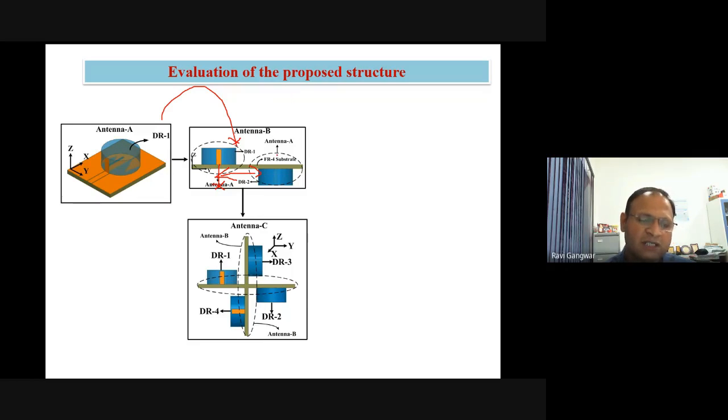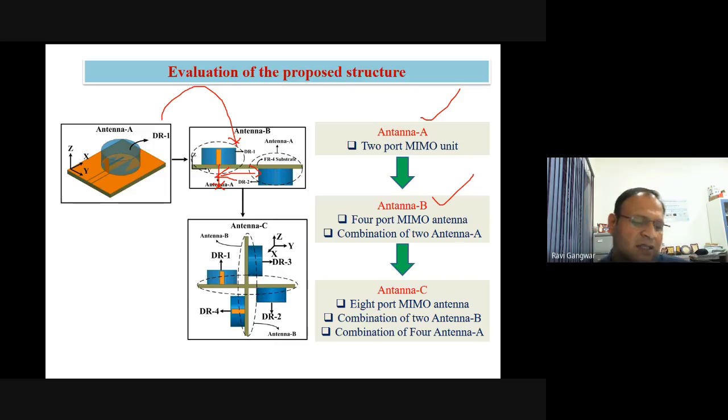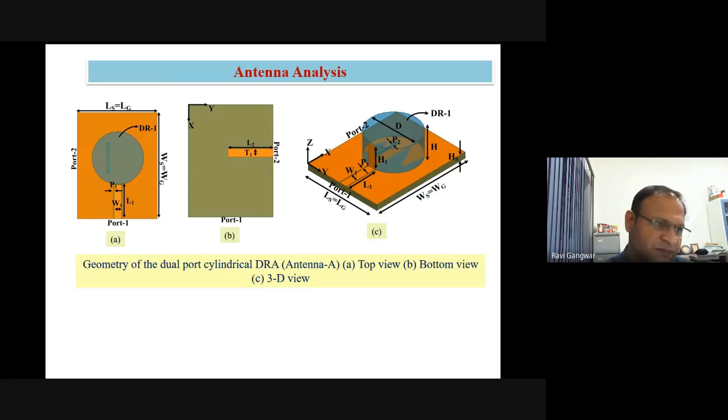But both antennas are going to radiate into two different directions. Clear? And then in the third case, I am just taking another element of this antenna B, and we are going to rotate it by 90 degrees and join it. Then we get antenna C here. So we can say that antenna A is the 2-port MIMO antenna, antenna B is your 4-port, and antenna C is basically your 8-port antenna system.